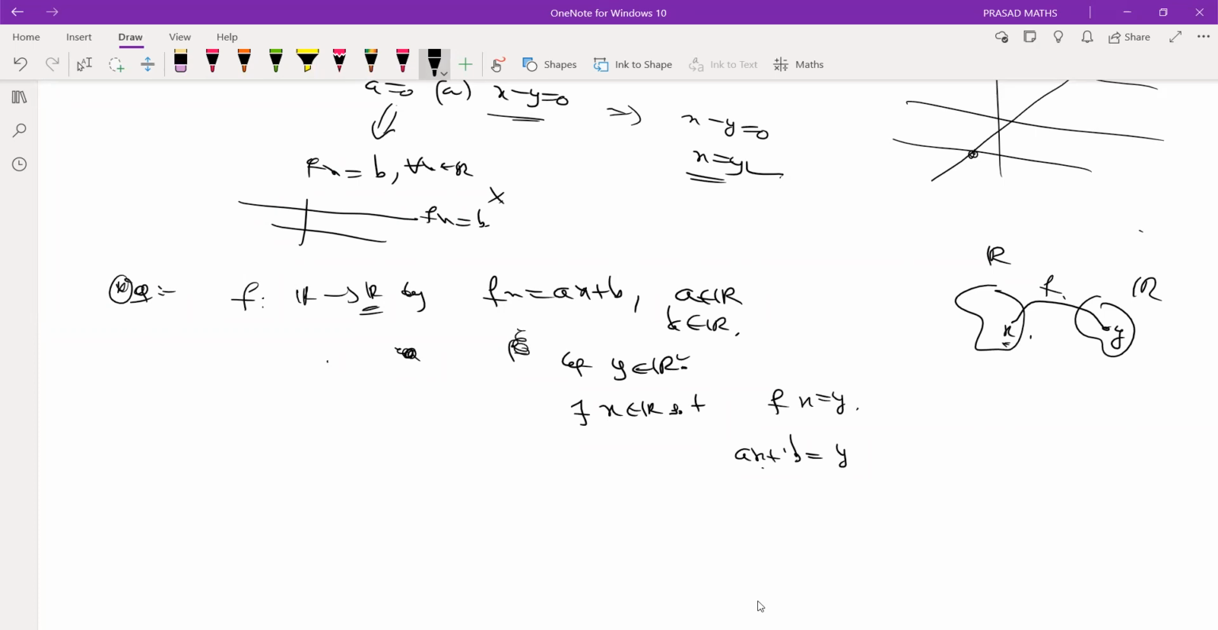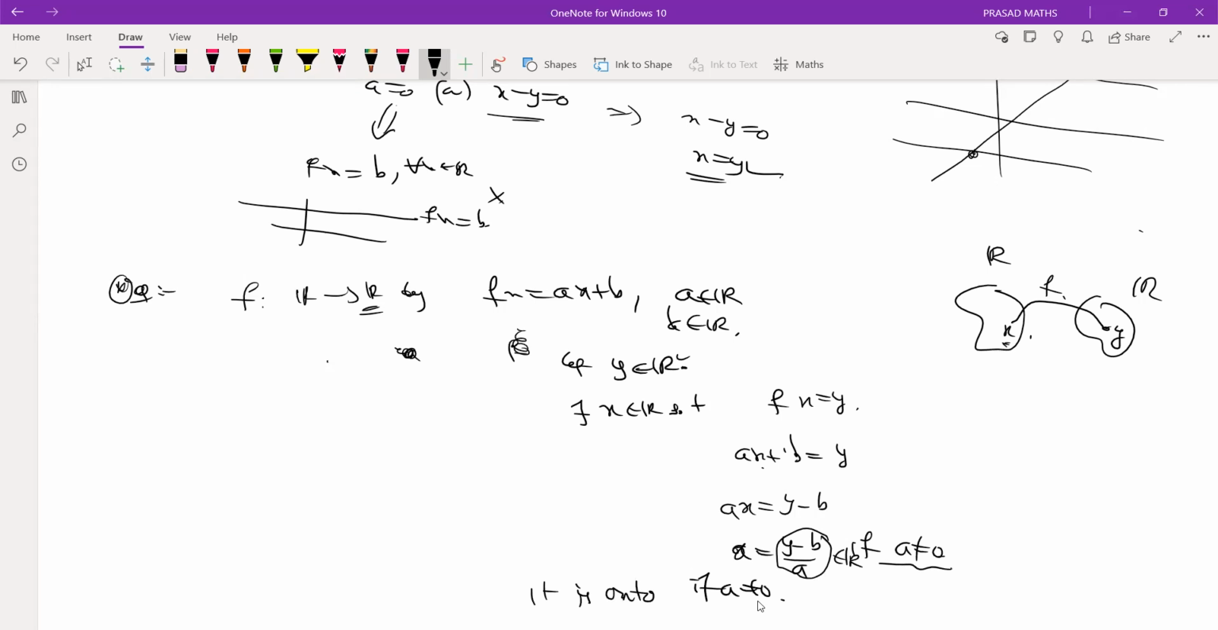So we need to solve the equation for x, because what I'm interested in is only x, whether the x exists or not in R. So look at this. What is my x? y minus b. So therefore x equals (y minus b) divided by a. It's possible if a is non-zero, because this could be a real number. Therefore, it is an onto function if a is non-zero. Right?